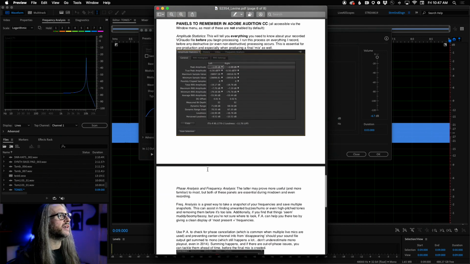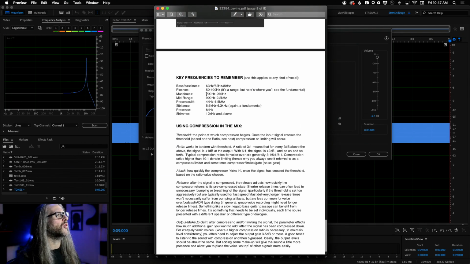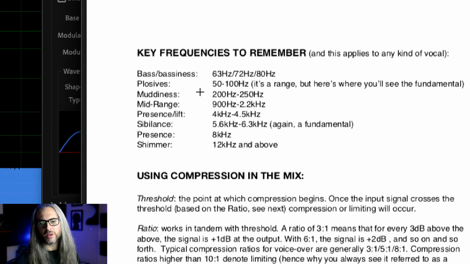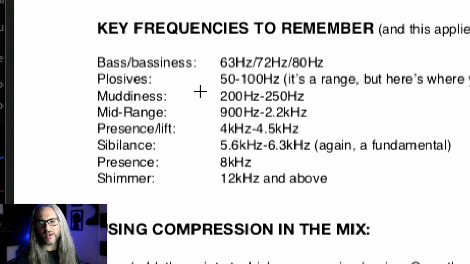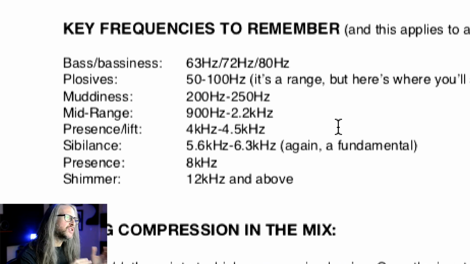But most importantly, I had a little thing in here around key frequencies to remember. And this is kind of evergreen stuff. Now these are absolute, but there's a range. This is not the only area where these frequencies exist. But I wanted to pull this up because this is really essential. Once you understand where to look for certain issues, like you might hear something but you don't know where it is, this little diagram here can help.